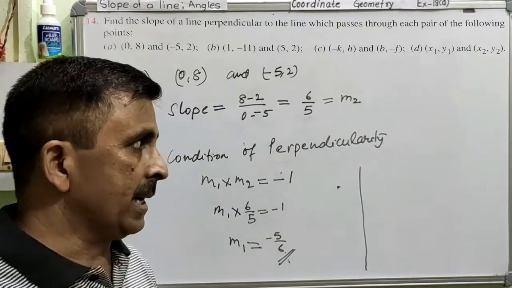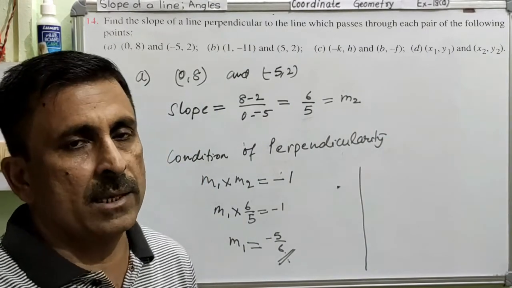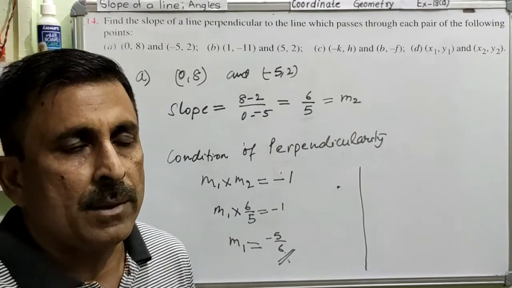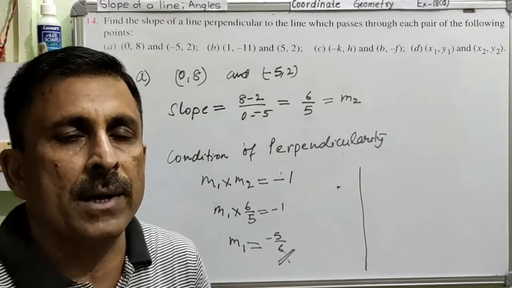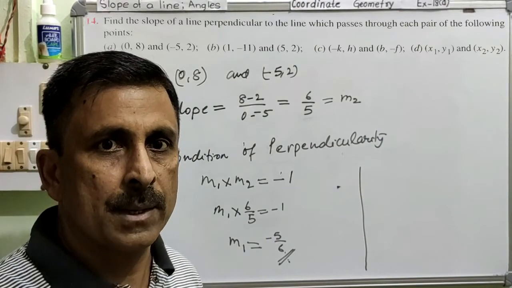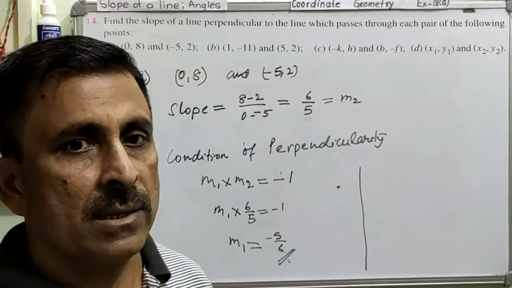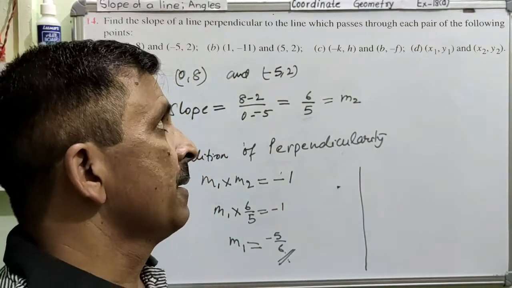Am I clear? And if the two lines are parallel, then the slopes of both the lines have to be the same. So you just calculate the slope for one line and then say that the same will be the slope of the other line also. So with this, we are ending the session. We are ending the exercise 18.